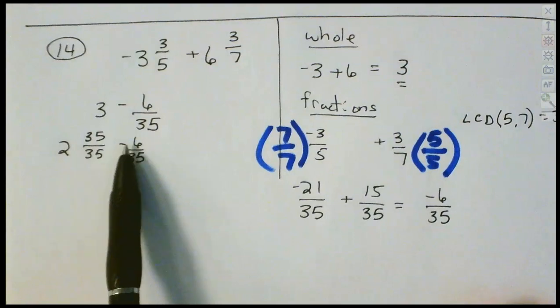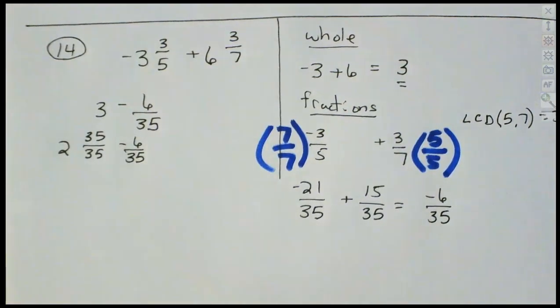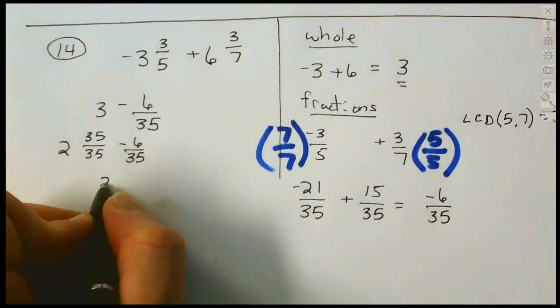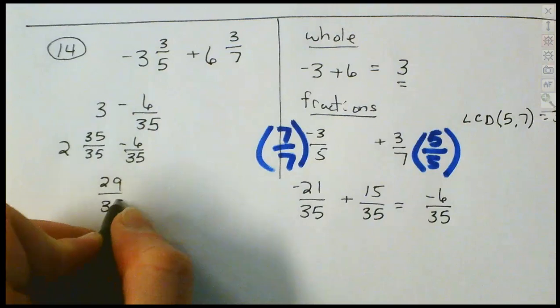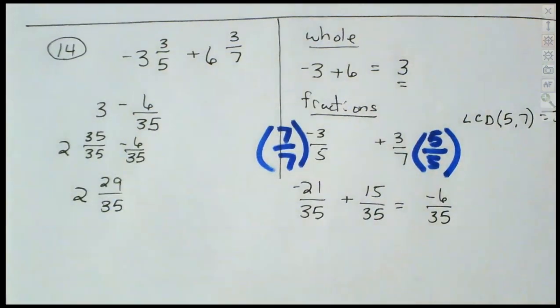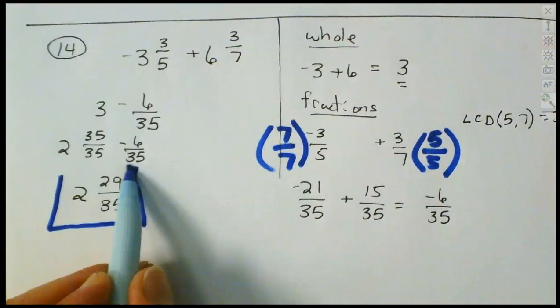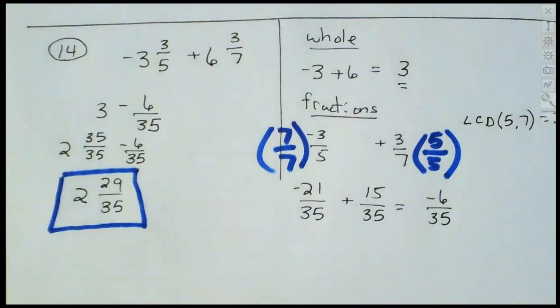Now we can put these together, and 35 minus 6. Well, 35 minus 6, that's going to make that now a 29 out of 35, and what's in front of it? 2. So what would your final finished mixed fraction look like? 2 and 29 over 35.